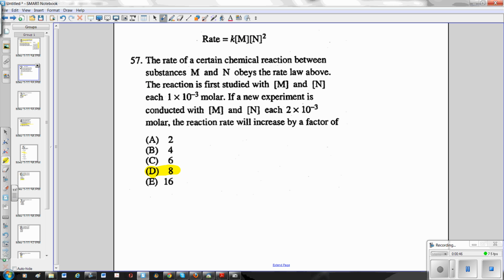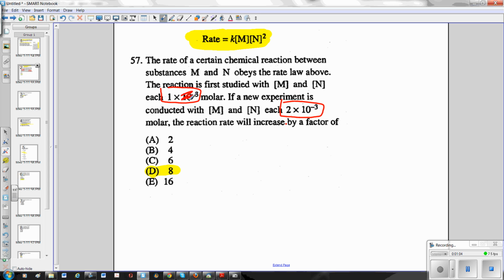Here we go, a little kinetics. Remember, a rate law is a mathematical relationship between concentration and rate. So what do they tell you? Well, in the first one, they tell you that they use 1.0 times 10 to the negative third. They study a reaction. Then they change it to 2 times 10 to the negative third.